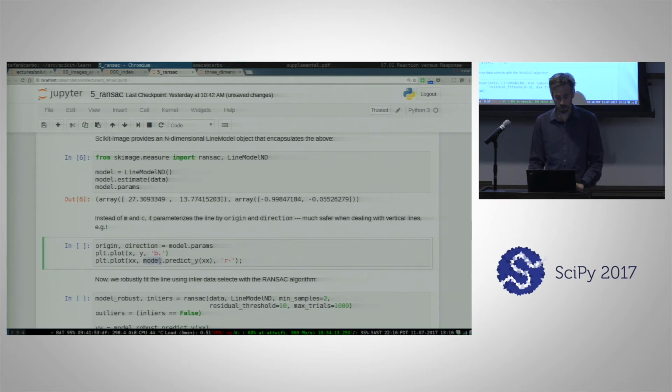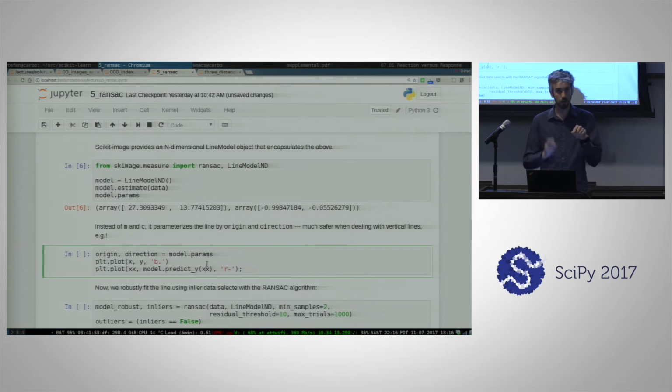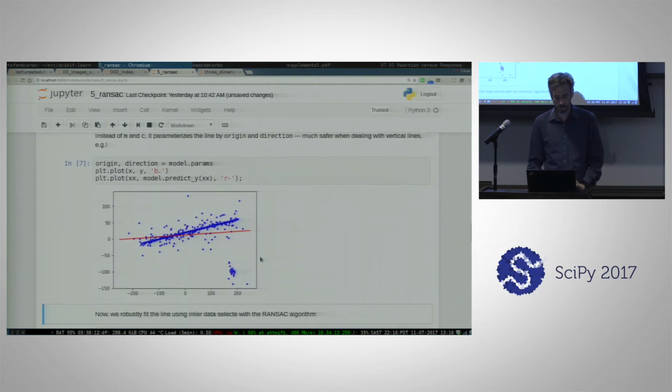You see that each model has got a predict y coordinate. So if we give it a bunch of x coordinates, it will give us corresponding y coordinates. So there you go. There's the line fitted by the built-in scikit-image line model. Exactly the same as what we did with least squares.